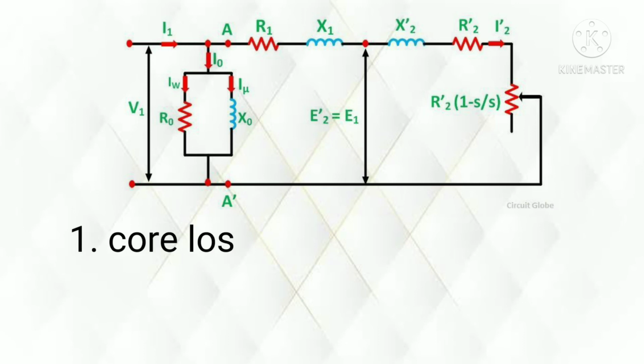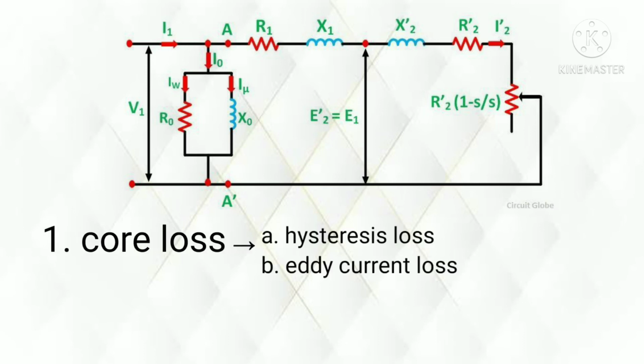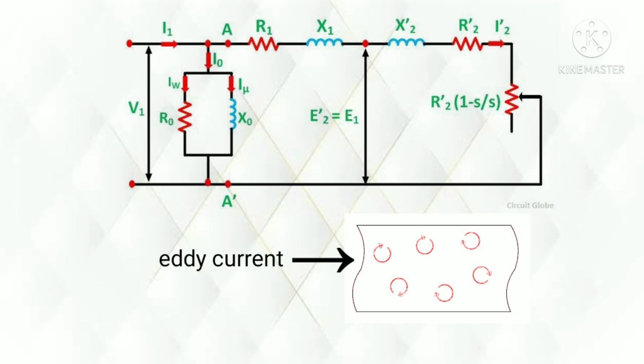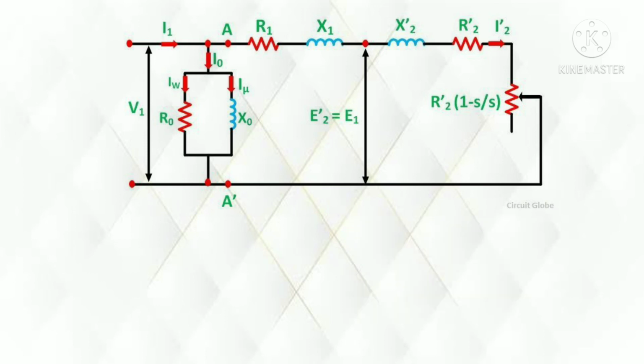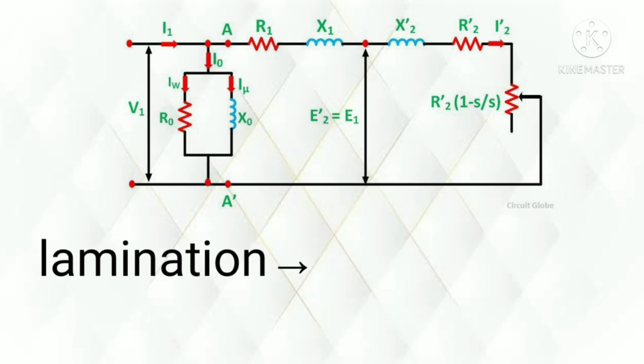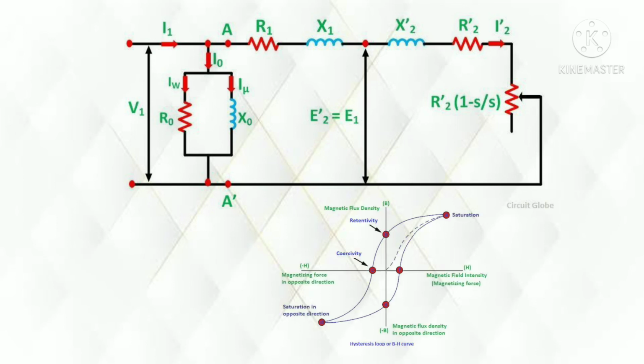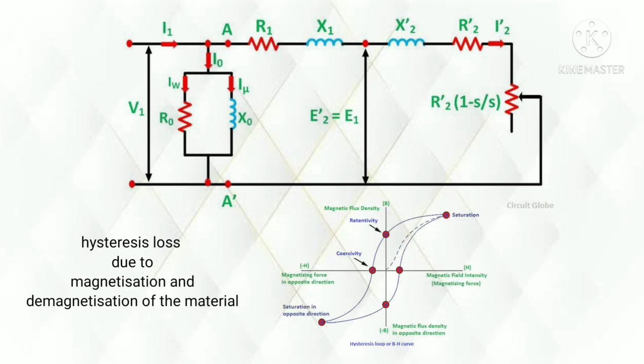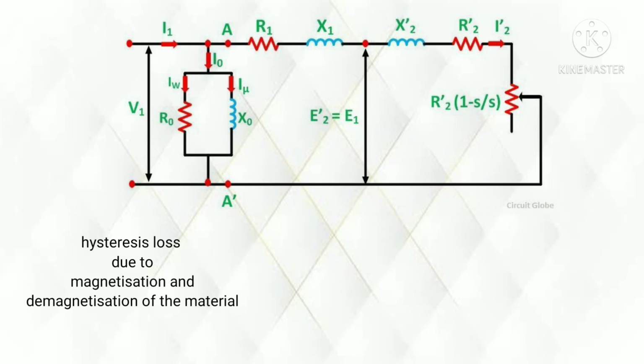Now we will consider the loss. The core loss consists of hysteresis loss and eddy current loss. Eddy current loss happens because of eddy currents in the magnetic material. We can reduce eddy current loss by laminating the core. Hysteresis loss can be reduced by using the proper core material and adding some impurity to it.